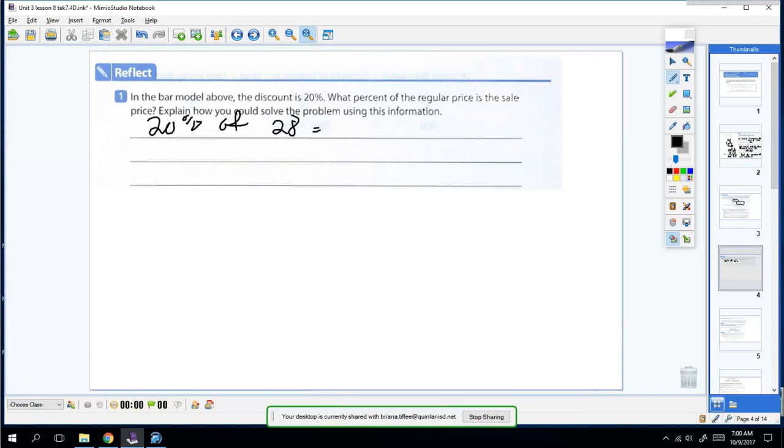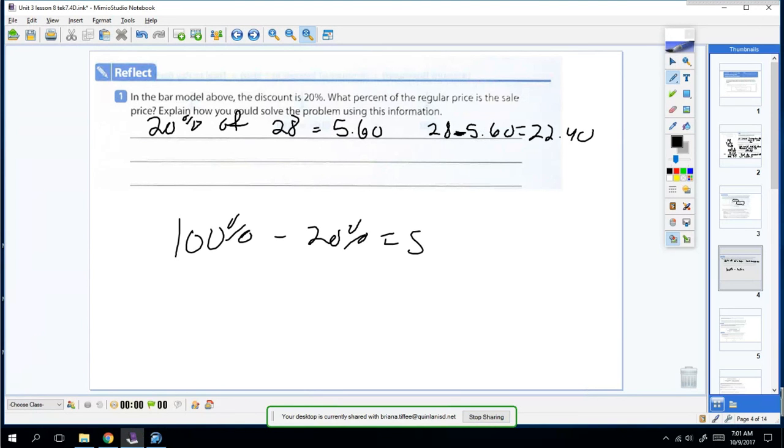Well, this equals 5.60, and then you do 28 minus 5.60, which is equal to $22.40. Well, since you're finding 20% off, if you do 100% minus 20%, that equals 80%. So all you have to do to find the sale price is do 80% of $28, and that'll give you $22.40. You don't have to subtract. That actually saves you a step.